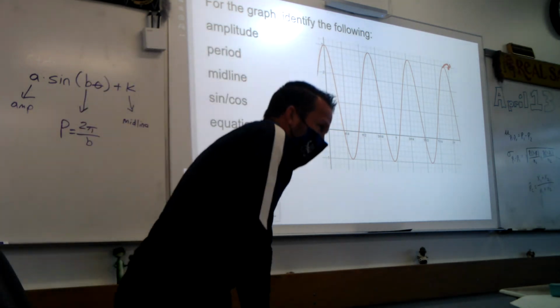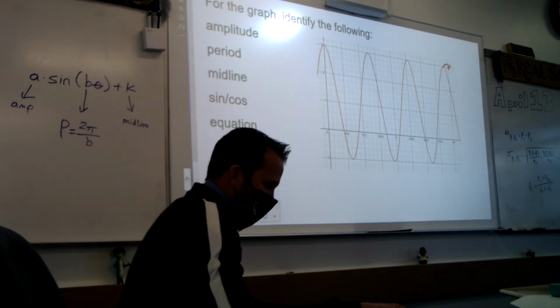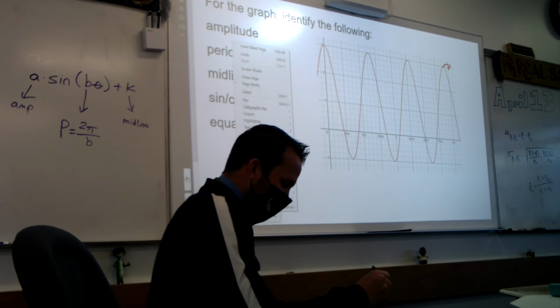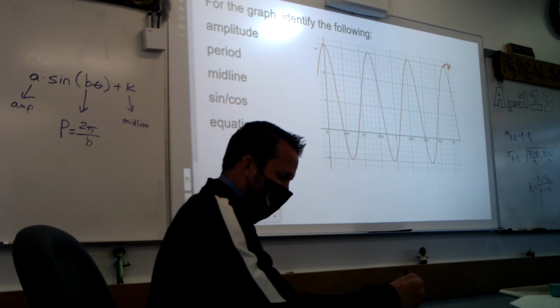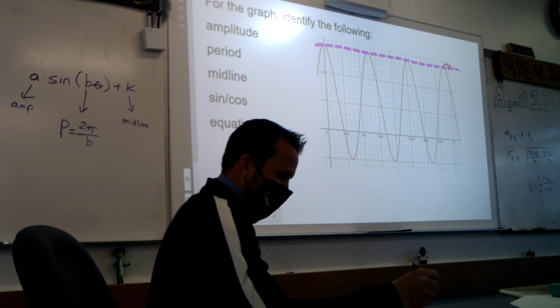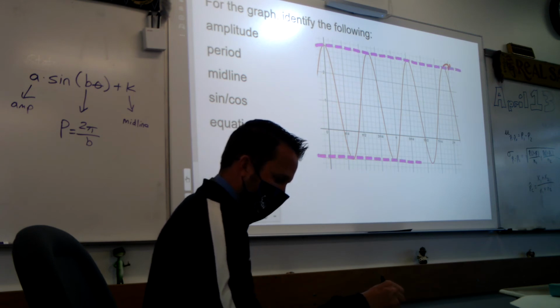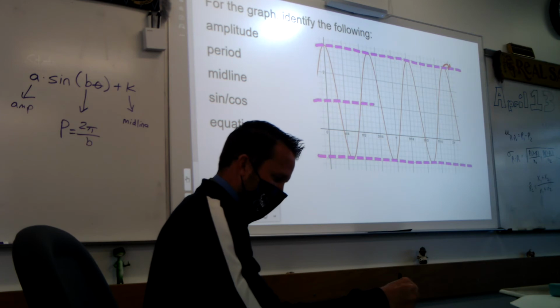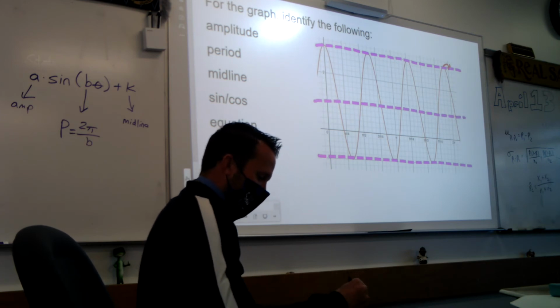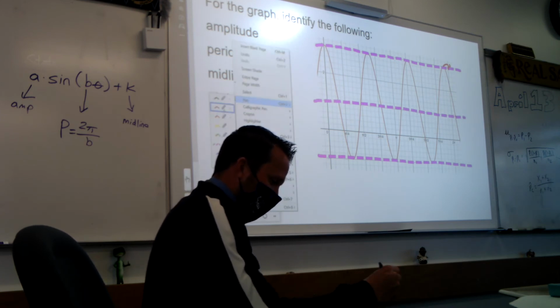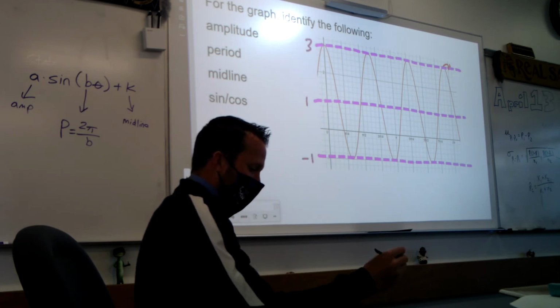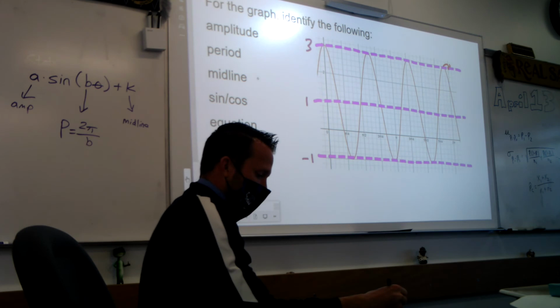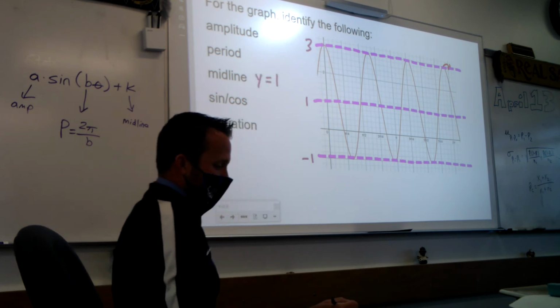Alright, let's just go over this together. Okay, David Espinoza, tell me something about it. Good. How did you get that? So that midpoint there would be 1. Awesome. So max is 3, minimum is -1, so the midline is 1. And when I put that in, how do I write it? Y equals 1. Good, that's the equation.